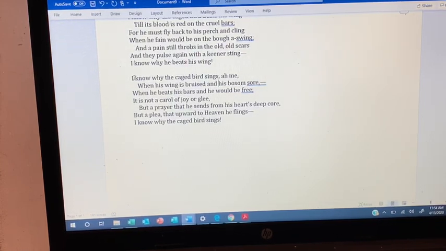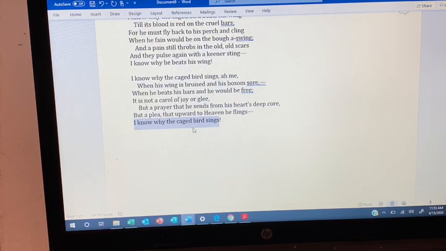So again, we get the narrator sympathizing with the caged bird. He understands why the bird sings. And why does the bird sing? It's clear. It's not a carol of joy or glee. This is not a happy song. It's a prayer that he sends from his heart's deep core. He wants to be free. So the narrator sympathizes with the singing of the bird. And here is clearly the title of Maya Angelou's autobiography, I Know Why the Caged Bird Sings, which is why we said that this must have been the poem that inspired her to title the book as she did.